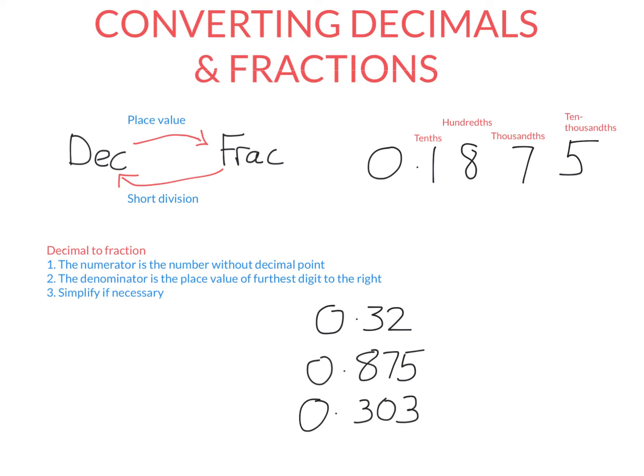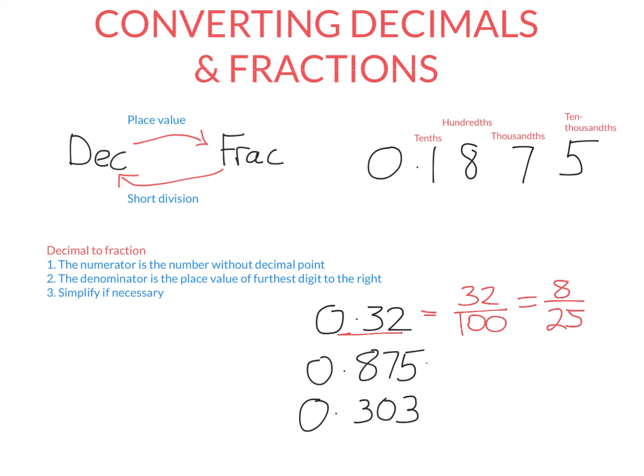So if we have something like 0.32, the number furthest to the right is in the hundredths column. So it turns out the denominator is 100. What goes on top? Well, we're just going to write this number without a decimal point, so it's 32. Now, 32 over 100 can be simplified. Top and bottom can be divided by 4. 4 is the highest common factor of 32 and 100. So there we are, 0.32 and 8 over 25, exactly the same number.